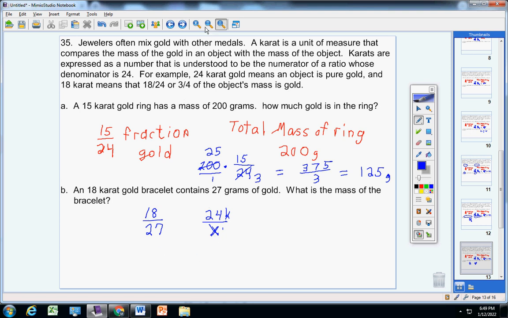Now, cross multiply: 18 times X and 27 times 24, and we get that. Divide both sides by 18, and we get 36 grams.